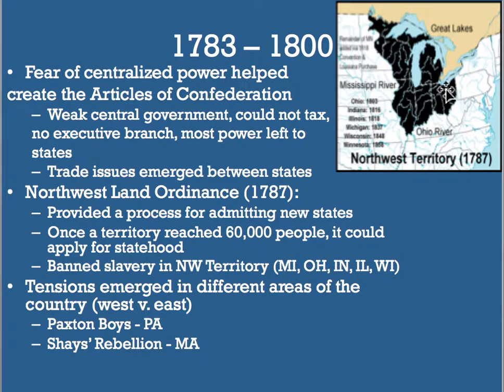Also in this territory, we see the banning of slavery. So these 5 states that come out of this Northwest Territory, which are Michigan, Ohio, Indiana, Illinois, and Wisconsin, all those new states are going to have no slavery.